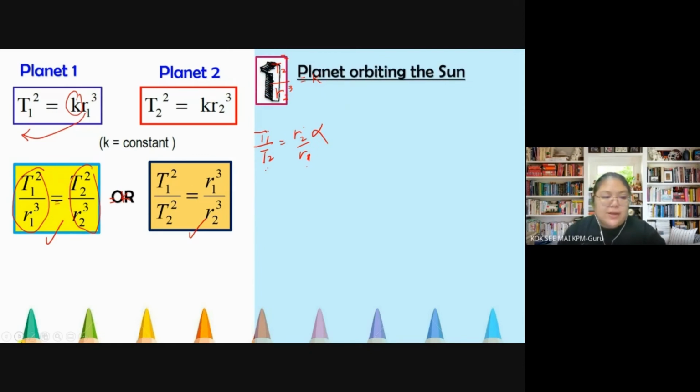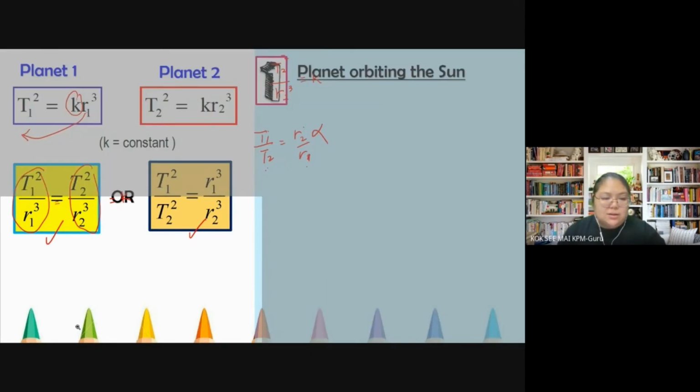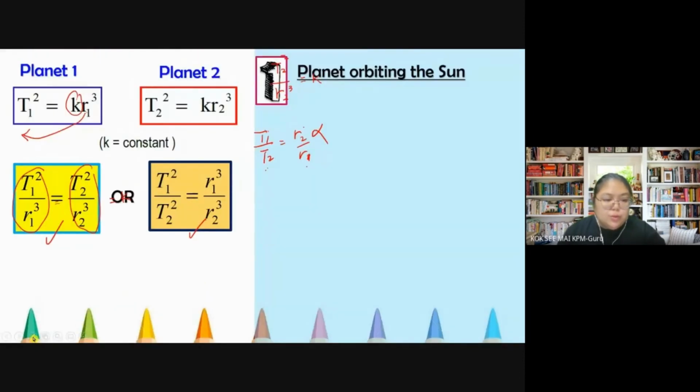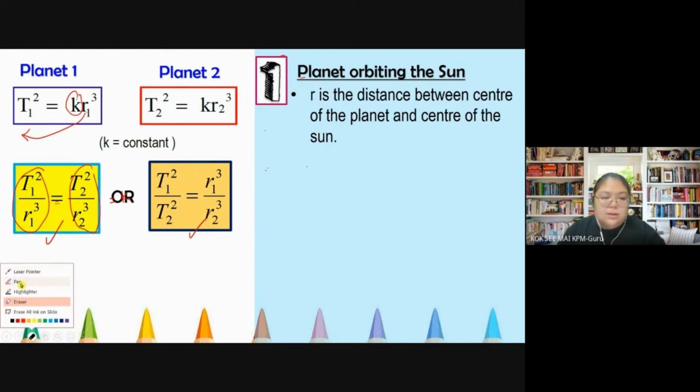Okay, you're going to see the factors first. What are the factors that make the period and the distance affect each other? Orbiting the planet, the sun, what is the factor? Now you see the first one. R is the distance between the center of the planet and the center of the sun. So if the R changes, that means the period changes already. This is the first factor.